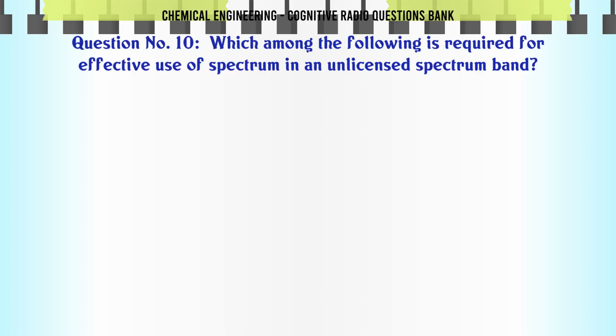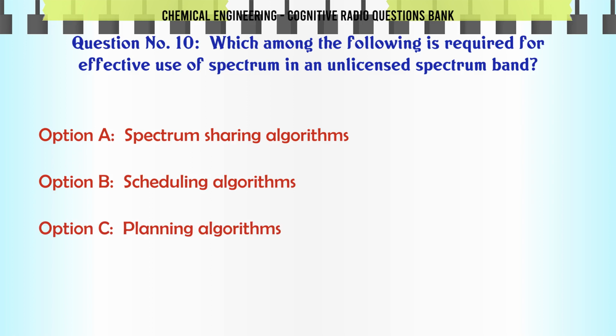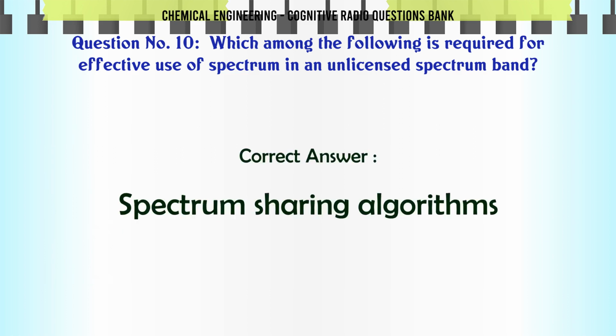Which among the following is required for effective use of spectrum in an unlicensed spectrum band? A. Spectrum sharing algorithms. B. Scheduling algorithms. C. Planning algorithms. D. Decision-making algorithms. The correct answer is spectrum sharing algorithms.